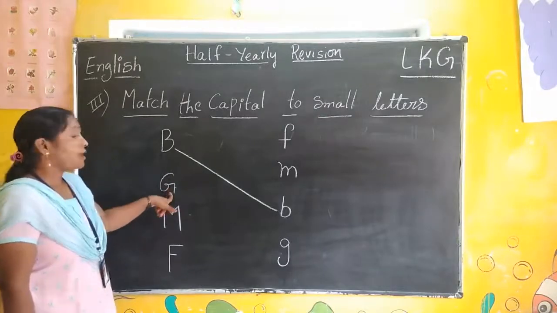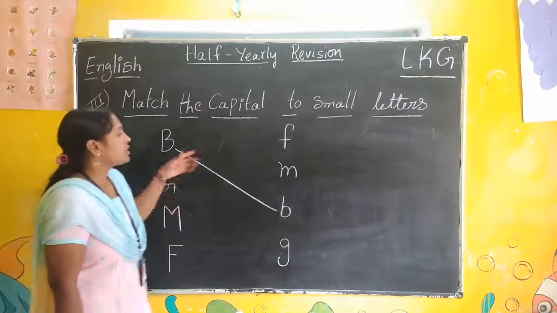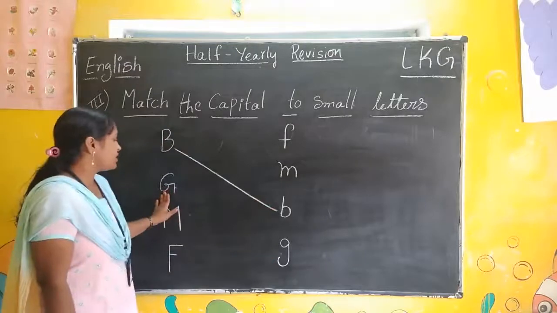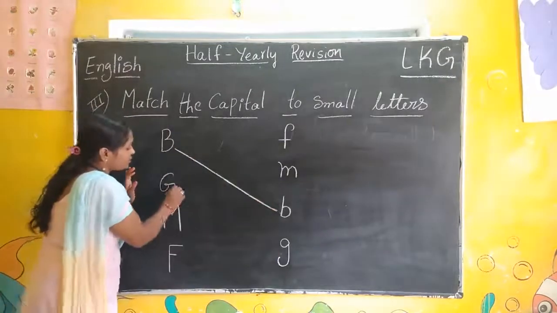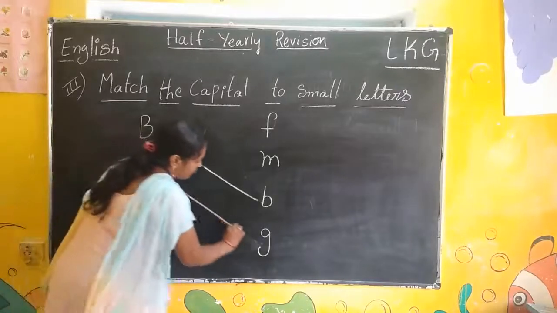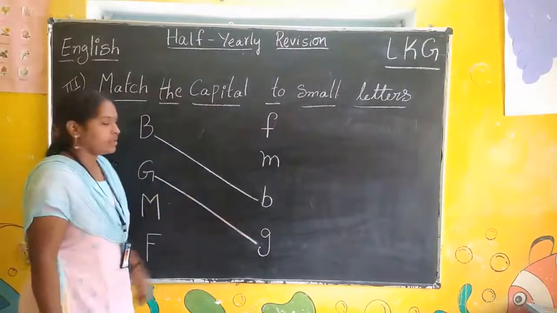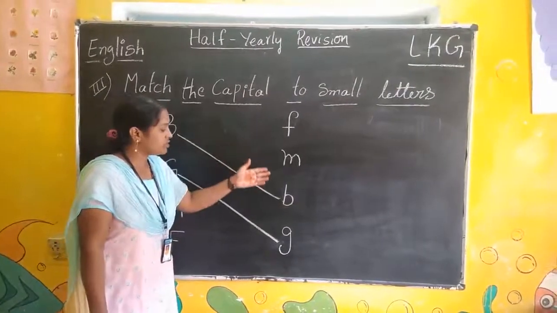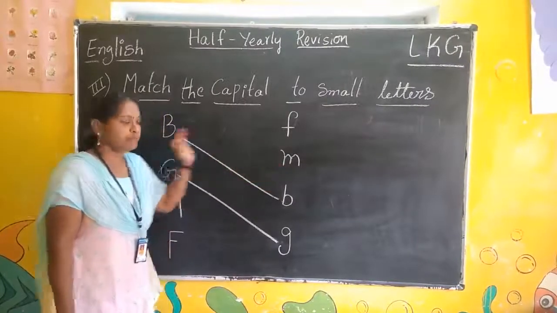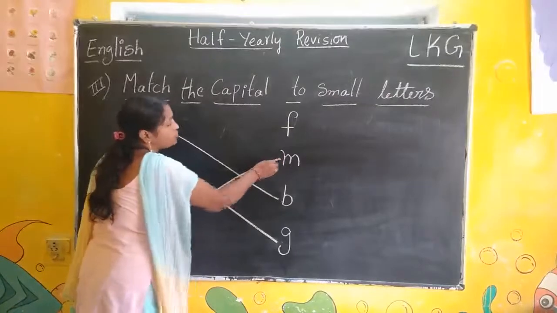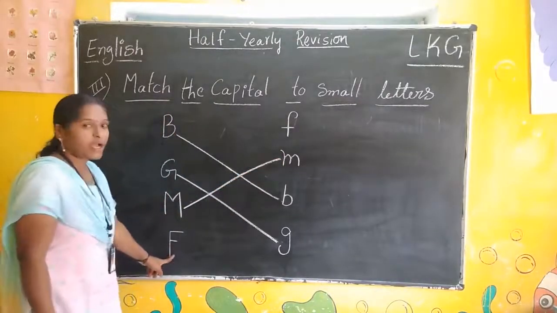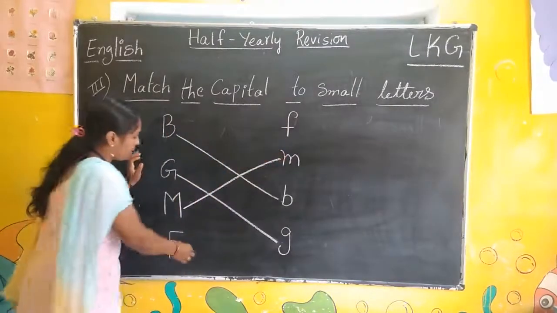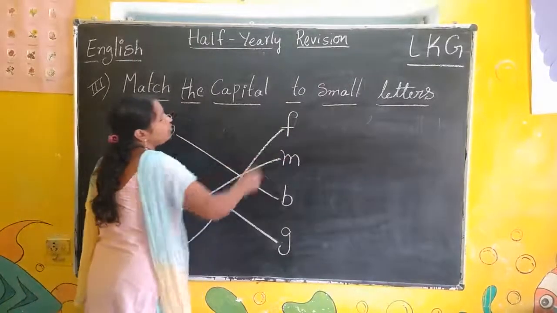Now, next. Capital G. Where is small g? Come on, search here. Yes, this is small g. Capital G, small g. Come on, match it, children. Capital G to small g. Now, next letter, capital M. Where is small m? Come on, search here. This is small m. Draw a line, capital M to small m. Now next, capital F. Where is small f? This is small f. Come on, draw a line. Capital F to small f.